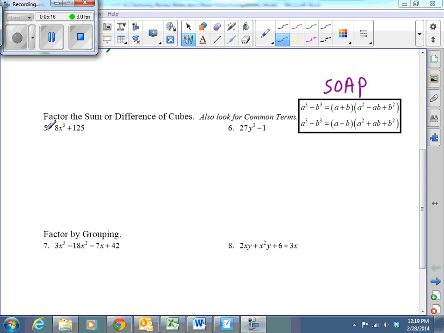So on the first one, let's try to figure out what's the value of a. What do you think a is? 2. Only 2? 2x. And what do you think b is? 5. Now, how will you know? To find out this value, find the cubic root of this. Do you know how to find the cubic root on your calculator? Do you want me to show you? Show us. Okay.